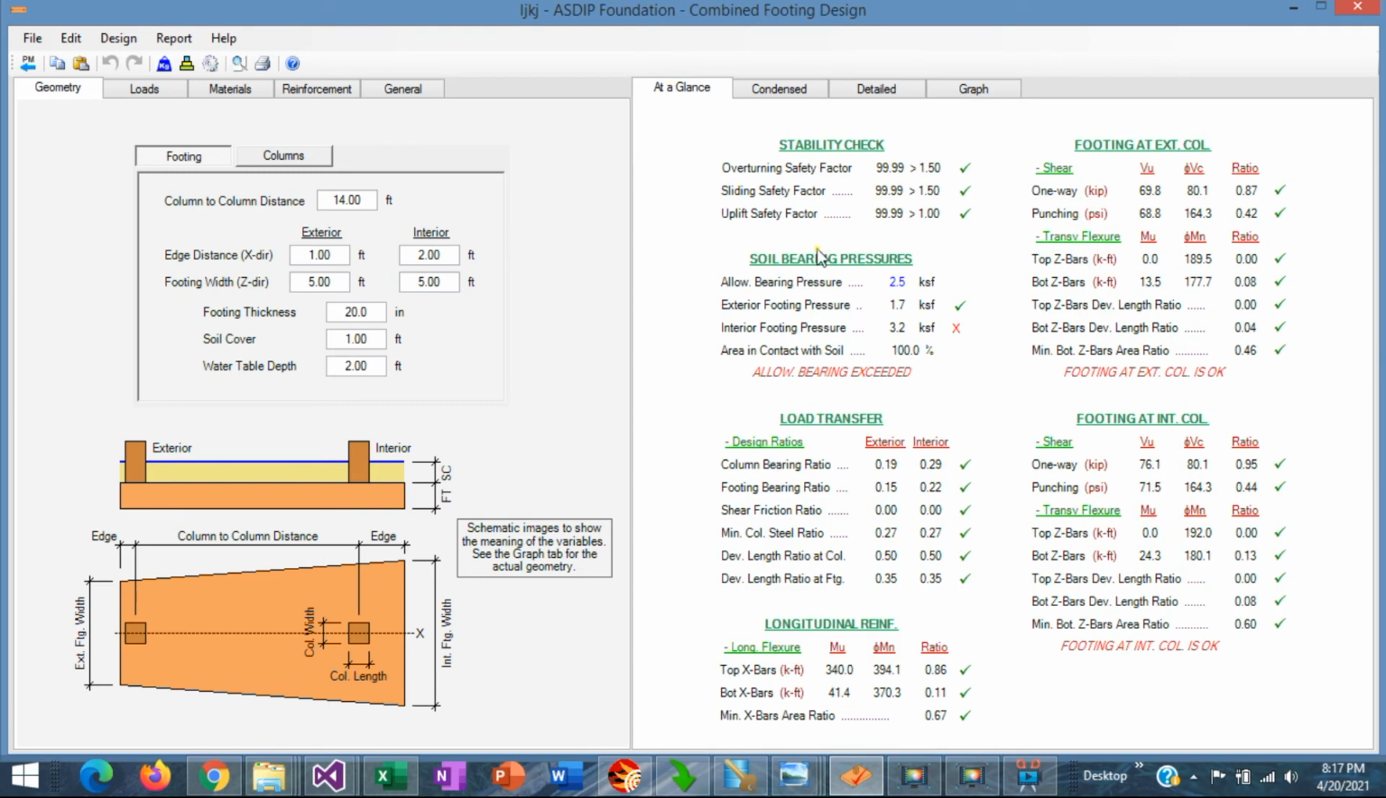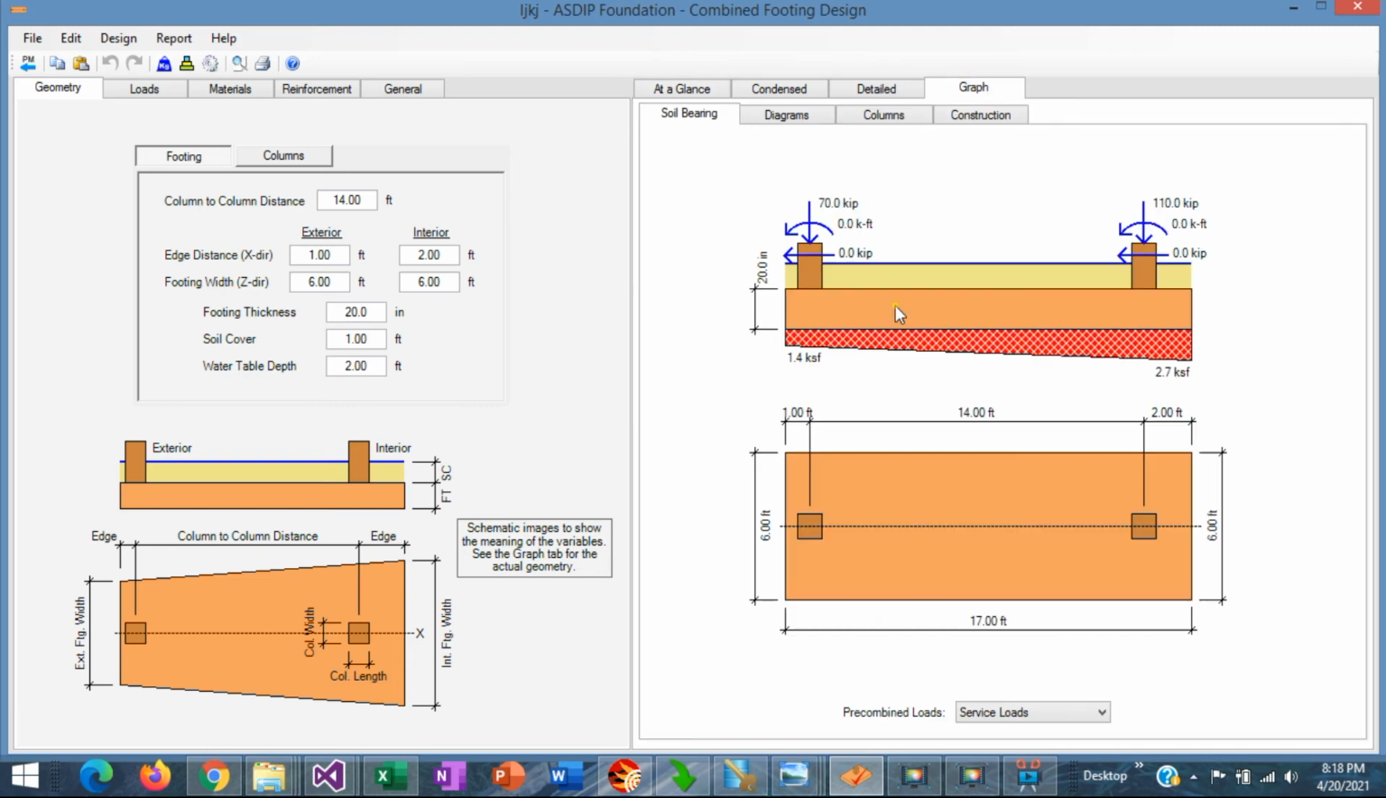So if we go to our at-a-glance tab, the allowable bearing pressure is 2.5, maximum bearing pressure is 3.2. So we are over. So we need more area of footing to reduce the bearing pressure. For example, if we increase that to 6 and 6 to keep it rectangular, we are still over for a little bit, 2.7 versus 2.5. If we go to the graph tab, we can see here the resulting bearing pressures, 1.4 versus 2.7. That's why sometimes it's recommended to design a trapezoidal footing instead of a rectangular footing. In this case, probably this is acceptable. The difference is not that much.